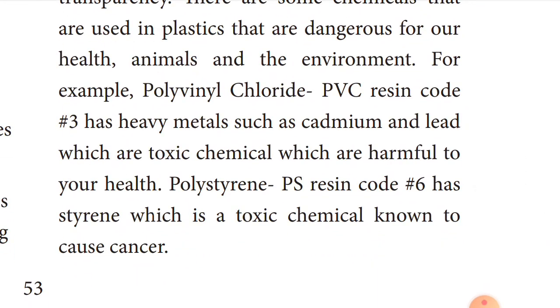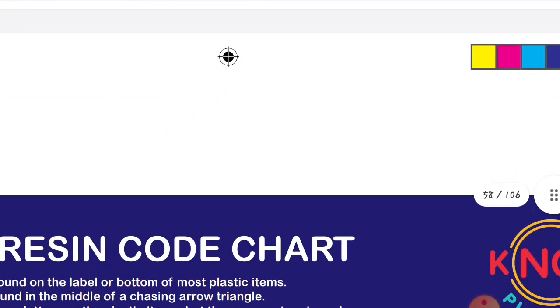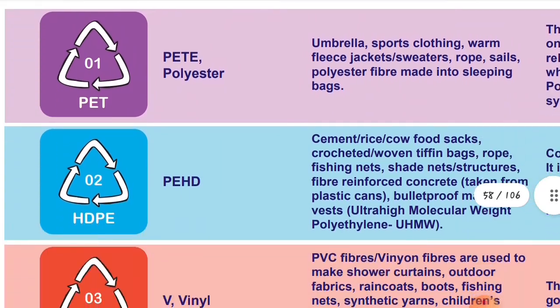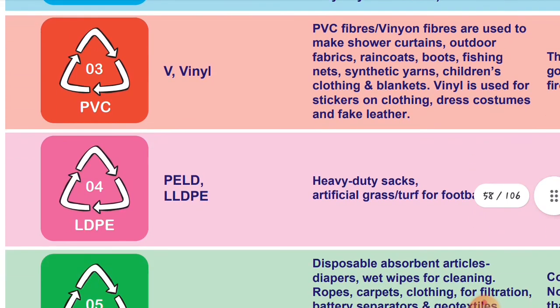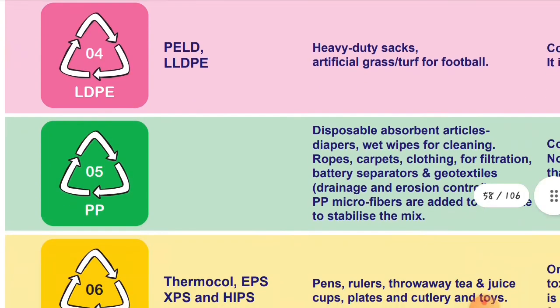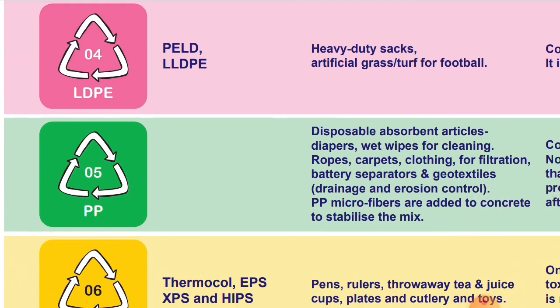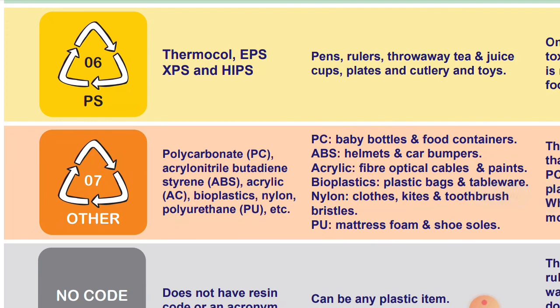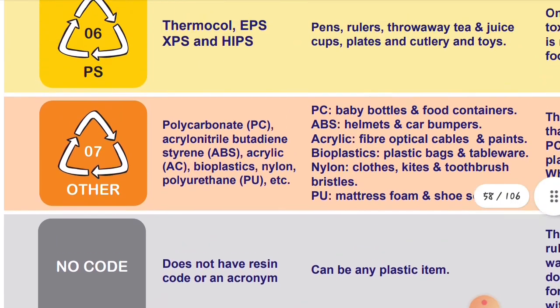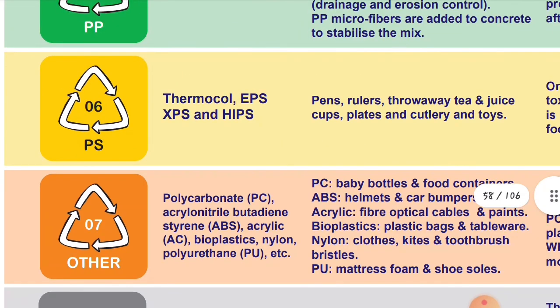Okay, children, see this resin code, children. 1 PET polyester, 2 HDPE, third one PVC, fourth one LDPE, low density polyethylene, fifth one polypropylene, sixth one thermocol, polystyrene, we are using thermocols. Seventh one other materials, polycarbonate and other things, and no code is the last one. So these are all the plastic resin codes. You have to use this to find out the resin code. Okay, children, fine.